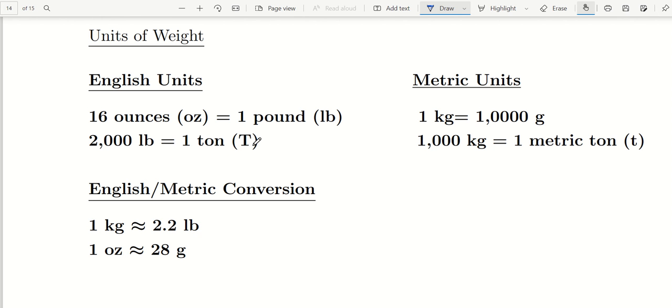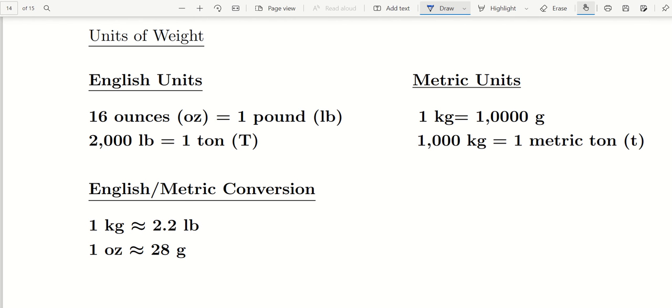We have to be a little bit careful here because there are tons as a unit in both the English and the metric system, and they are not the same. They actually have different values. When we use English ton, its abbreviation or symbol is a capital T, but for a metric ton, we will use the lowercase t. 1 US ton is 2,000 pounds, whereas 1 metric ton is 1,000 kilograms. And of course, 1,000 kilograms would be equal to 1 metric ton.